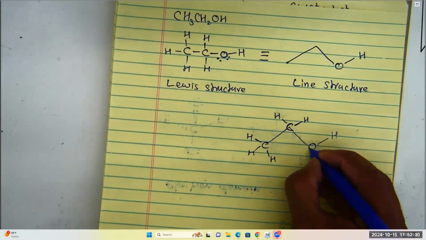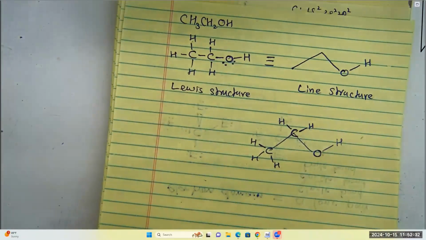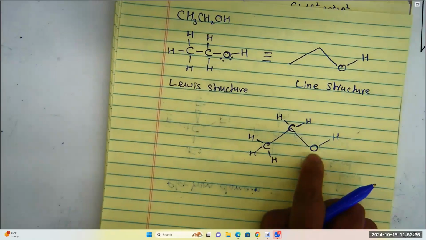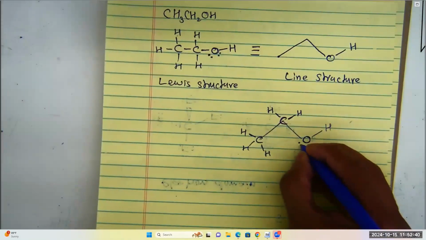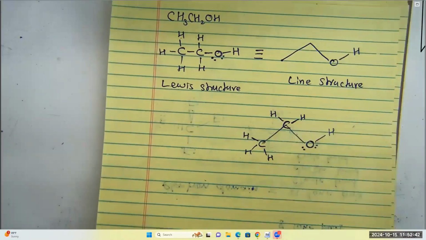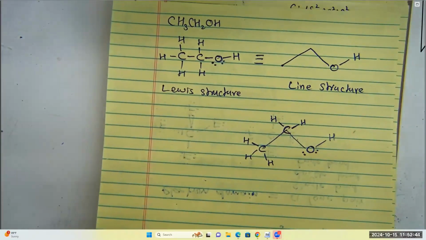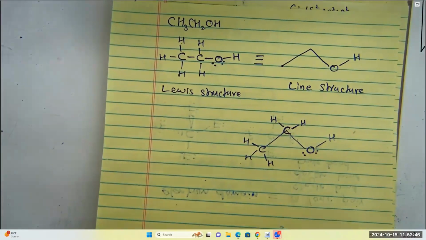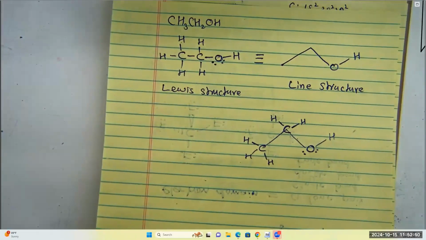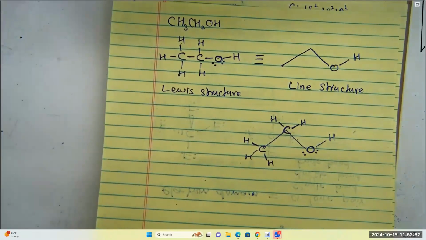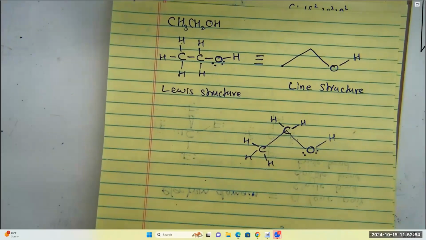And then the only other thing I want to do is make sure that all my elements have an octet of electrons. This oxygen needs lone pairs. That is how you go from a line structure to a Lewis structure. So you should be able to go from line to Lewis or Lewis to line easily like that. That's it.